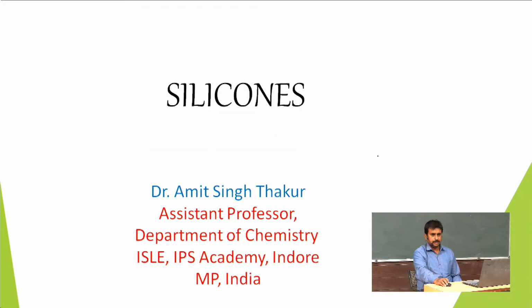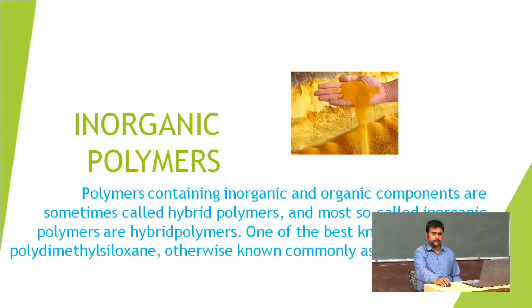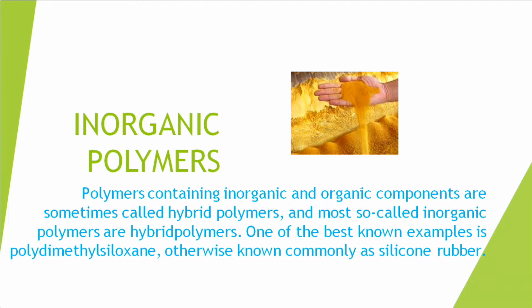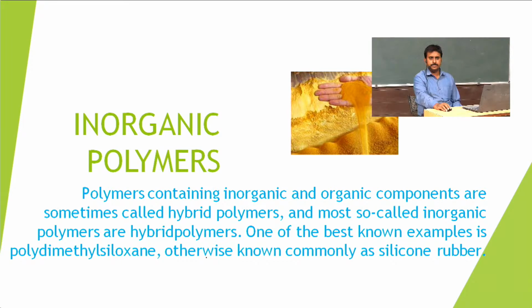So basically, inorganic polymers contain organic and inorganic components, and these are hybrid polymers. Most such polymers are called hybrid polymers, and the best example is polydimethylsiloxane. I repeat, one of the examples is polydimethylsiloxane, which is commonly known as silicone rubber. We will look in a few further slides what it means.